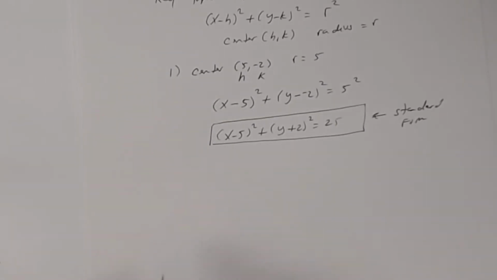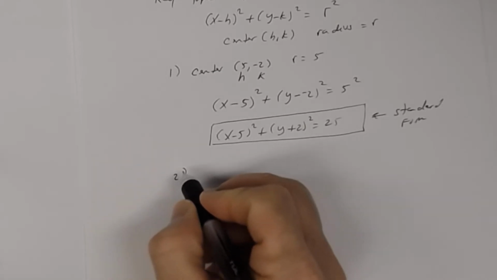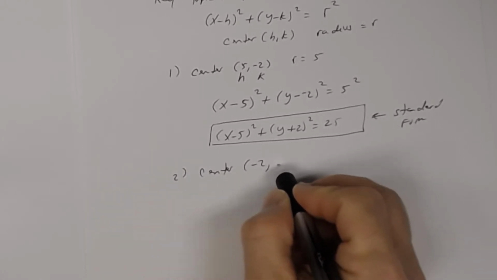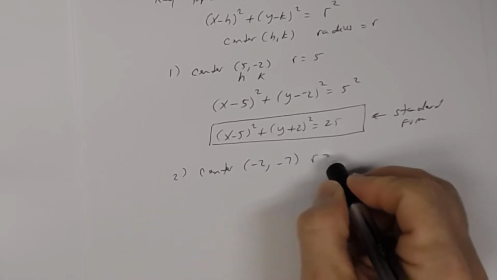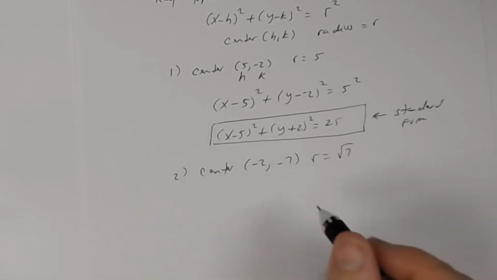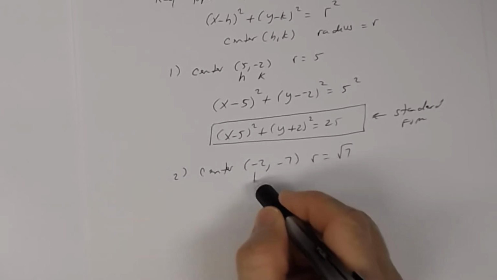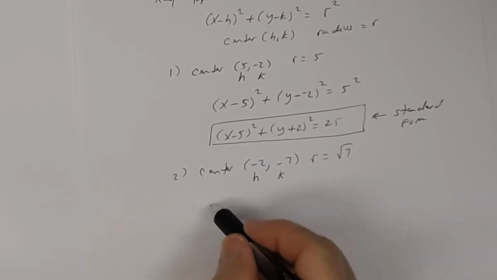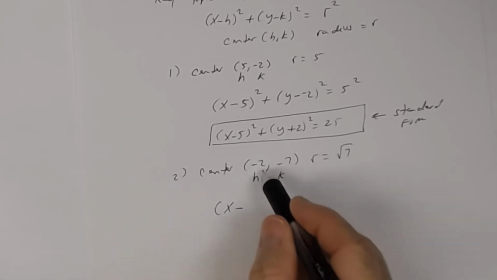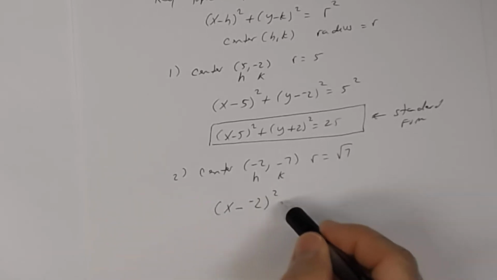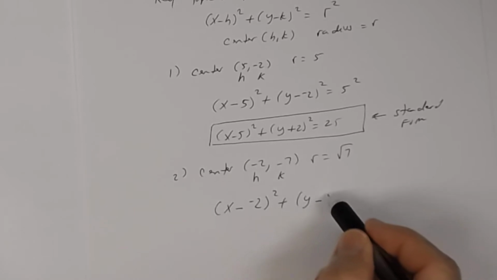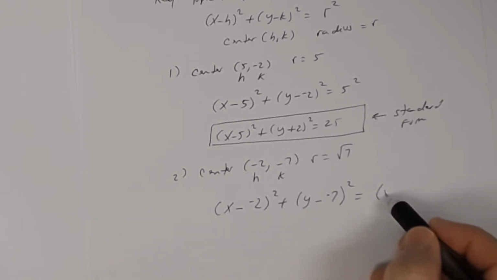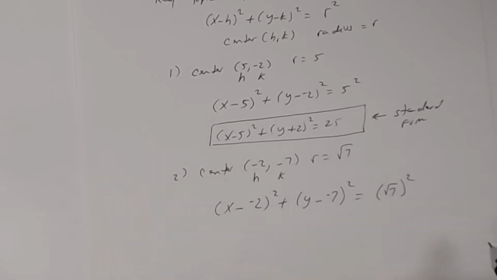Okay, number 2. Number 2, we have the center this time being negative 2, negative 7, and the radius is the square root of 7. And so again, denote h and k. So there's h and there's k. And you just substitute into your formula. So x minus h, which is negative 2, squared, plus y minus k, which is negative 7, squared, equals the radius, which is the square root of 7, squared.